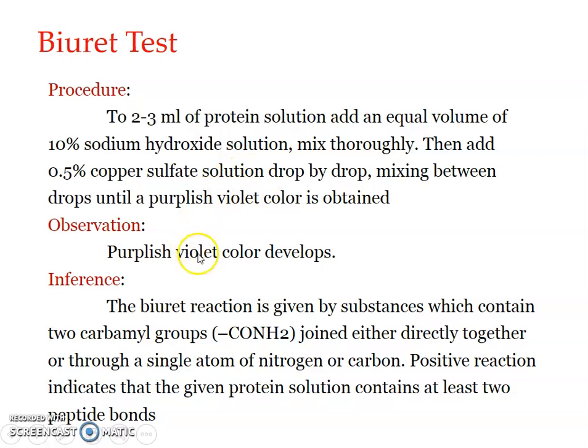The Biuret reaction is given by substances which contain the CONH2 group, that is amide, joined together directly or through a single atom of nitrogen or carbon. So a positive reaction indicates that the given protein solution contains at least 2 peptide bonds. So it has to be a tripeptide. Amino acid doesn't give the Biuret test. It is given only by a protein or amino acid chain with at least 3 amino acids.